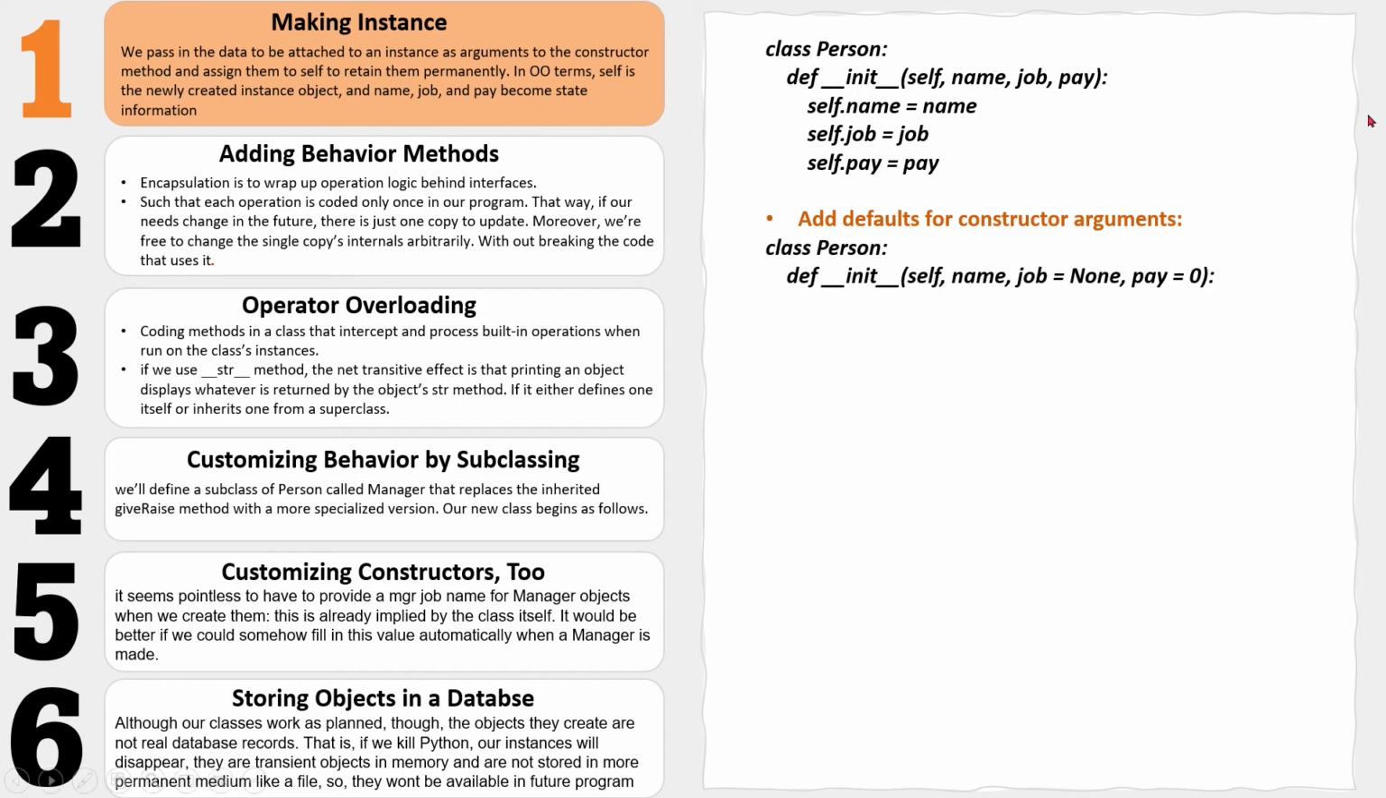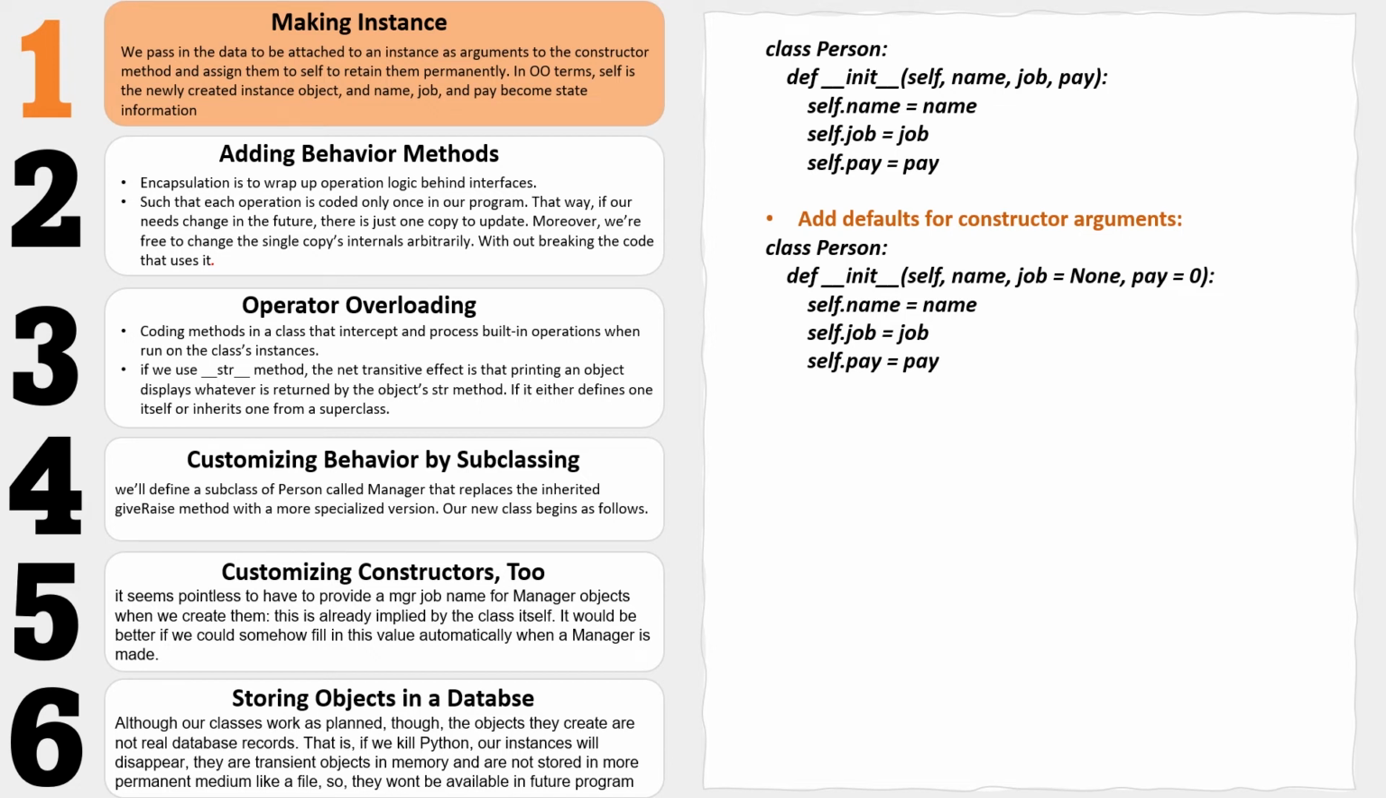You see here, job argument defaulted to None, and pay also 0. That's fine. And then meaning the person being created is not employed. If job defaults to None, we will probably want to default pay to 0, because if he doesn't have a job, then how can he get paid? So we will probably want to default pay to 0 also for consistency. That's fine.